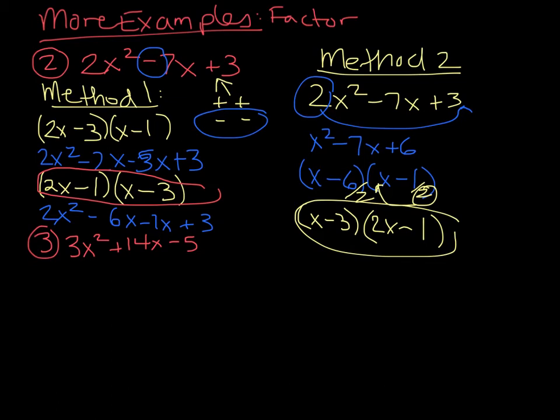So the next problem is a bit more complicated, especially if you do it using the first method. So the way that you would start out is you need to figure out what you would have to multiply to get 3x squared. Luckily, the only thing that we have is 3x times x. The second thing to notice is that in order to get things to multiply to -5, we need a positive and a negative.